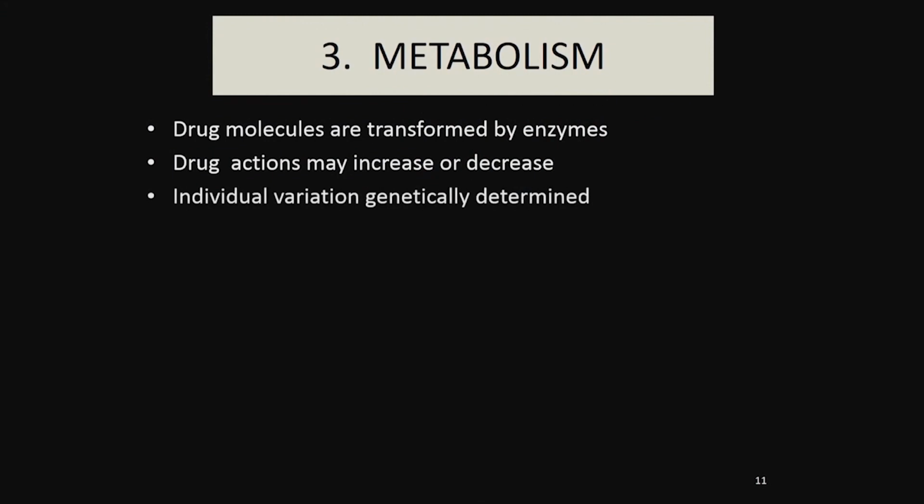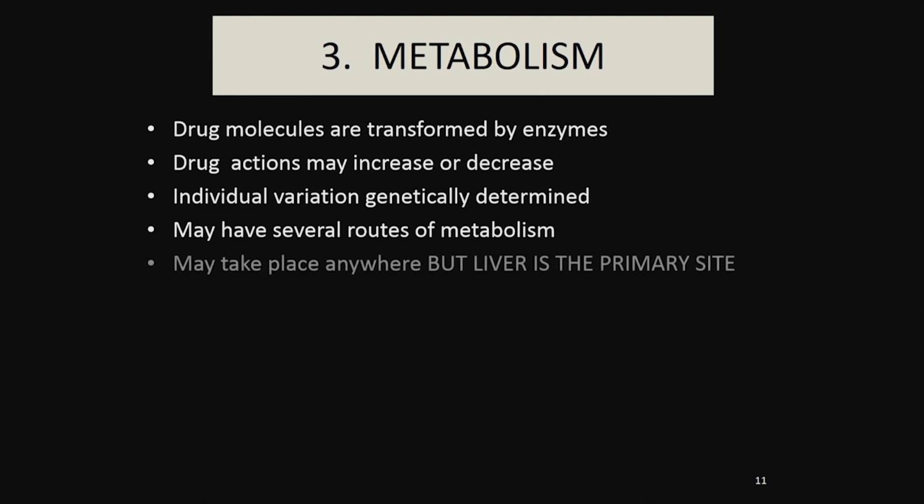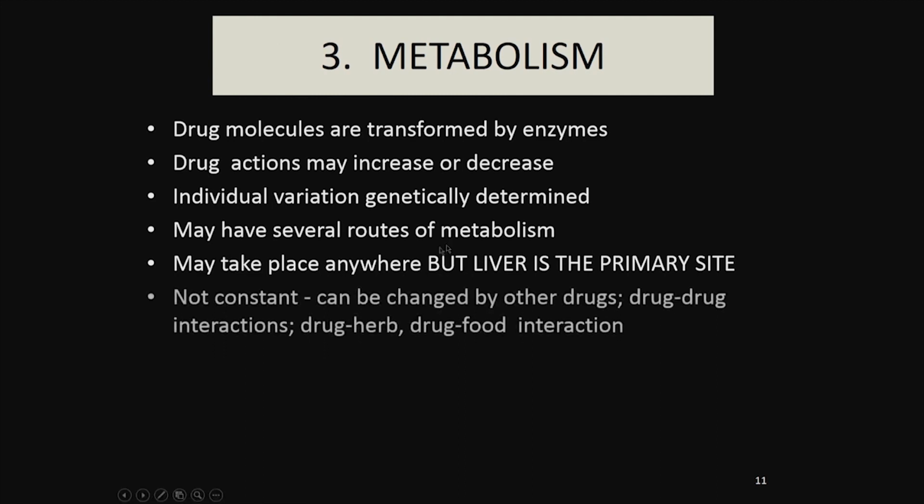So there is genetic variation, a lot of genetic variation that has been seen. They say there are several routes for metabolism, okay. But the liver is the primary site, but it can happen anywhere in the bloodstream, that is very important, okay. It is not constant. There could be drug interaction, drug-herb interaction, drug-food interaction.